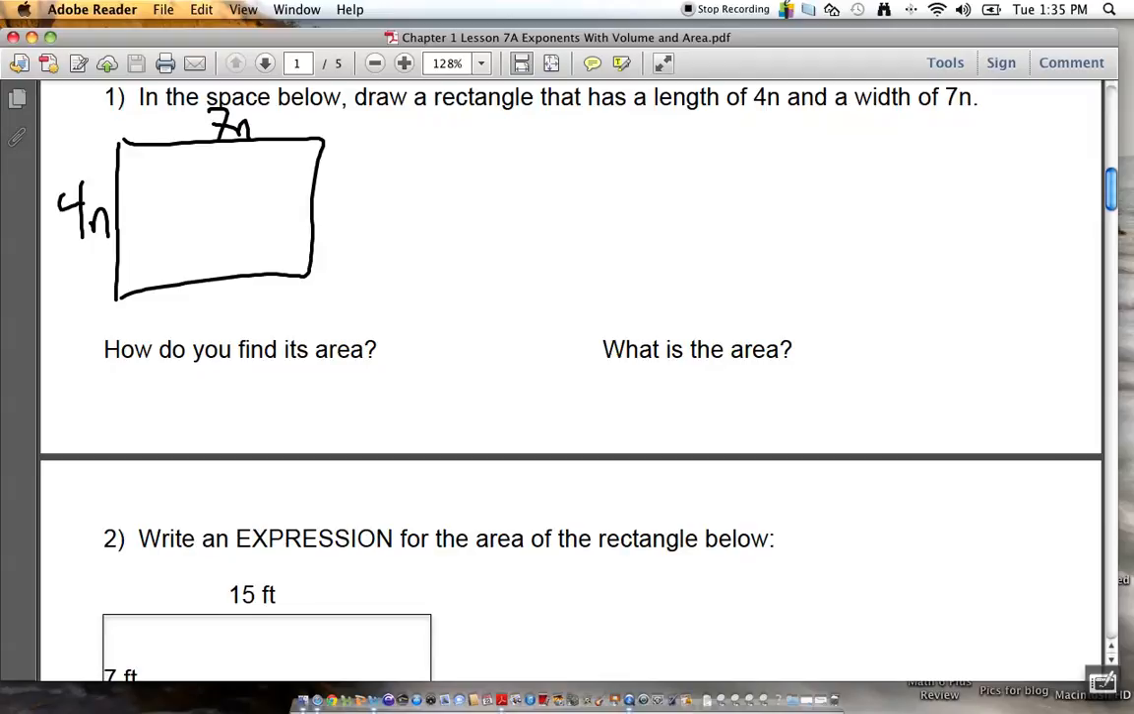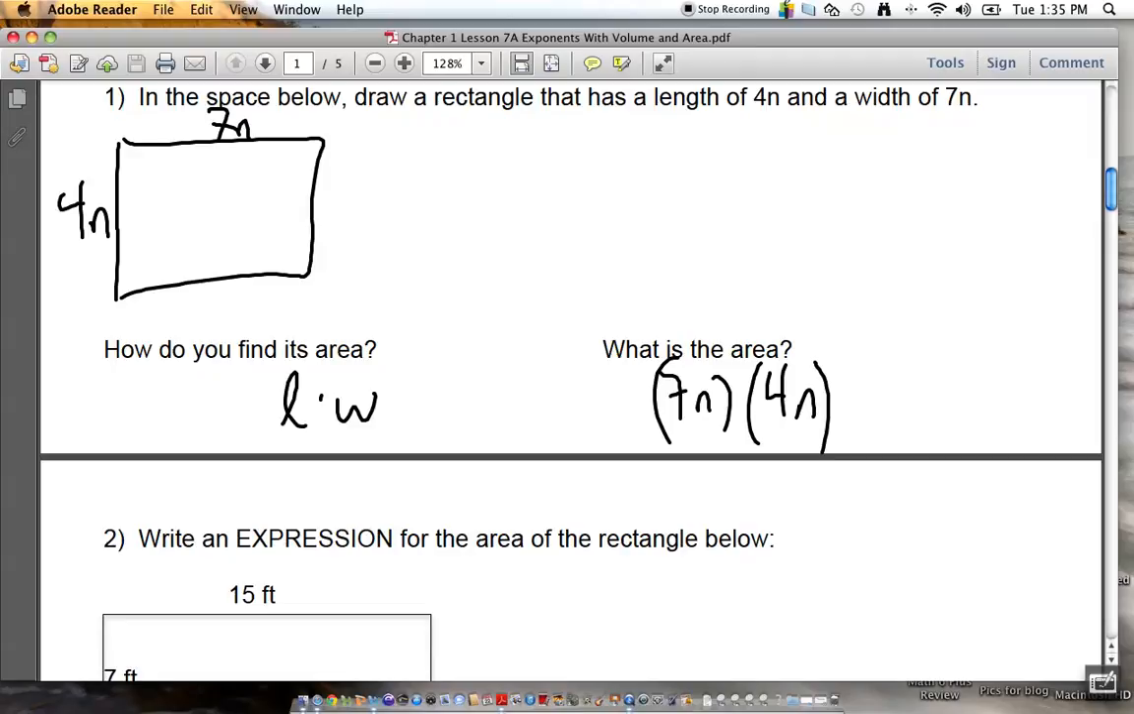Okay, so here's my rectangle. I drew it out already. You should have it too. How do you find area, guys? Length times width. Nicely done. And then, what is the area of this one? Well, what is the length of this guy? 7n if you want, 4n, I don't care. The other one here, 4n. Now, when I do 7n times 4n, what do I get?